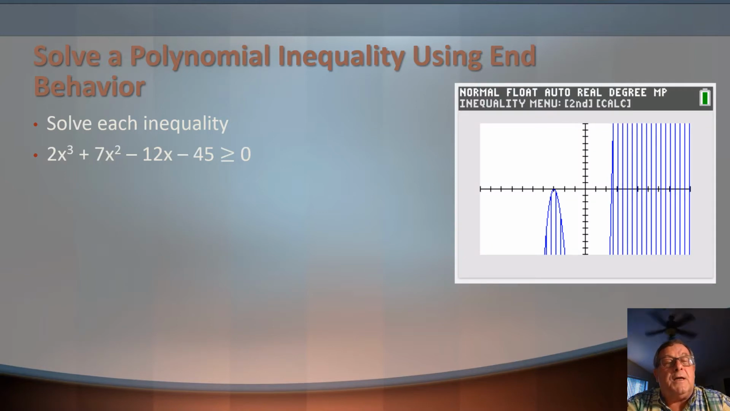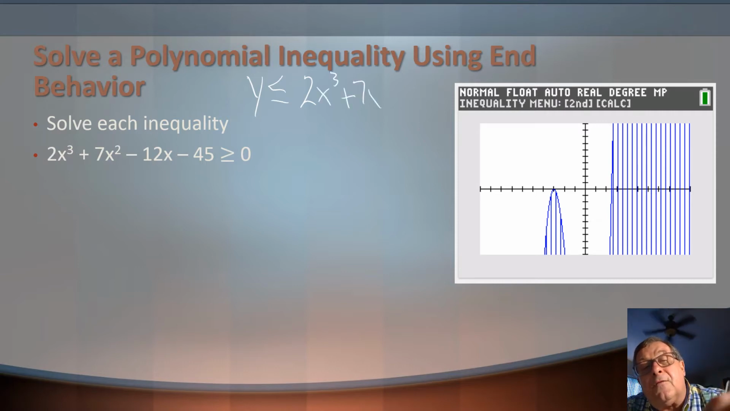All right, so here I got 2x cubed plus 7x squared minus 2x minus 45 is greater than or equal to 0. Now I graphed this thing, as you see over here, and it looks a little bit weird. And remember, when I graphed that, I actually set that as y is less than or equal to. Notice how I changed the inequality. I didn't really change it. I got the open end going in the same direction, 2x cubed plus 7x squared minus 12x minus 45.